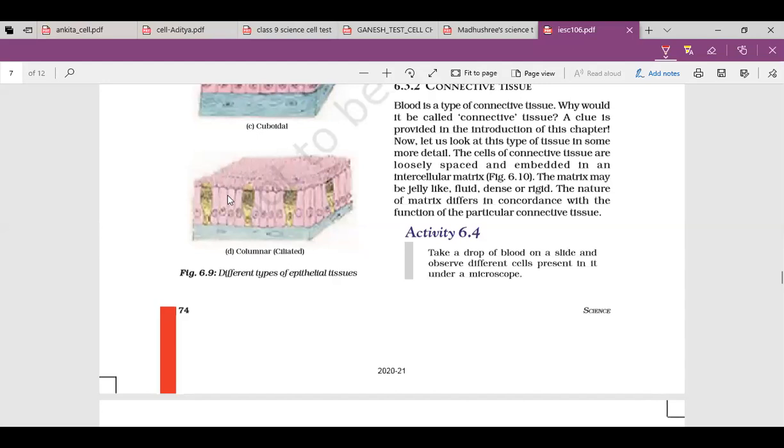Their structure differs depending on where they are present and what function they have to perform. According to that, this structure has been created, and we are only learning it, not why it is so. We only need to know that these are there because they have to perform one particular function. Due to the presence of cilia, that means hair-like structures over this area, transportation can be done easily. So wherever transportation is needed, these columnar ciliated tissues are present. Clear? Are you able to understand?